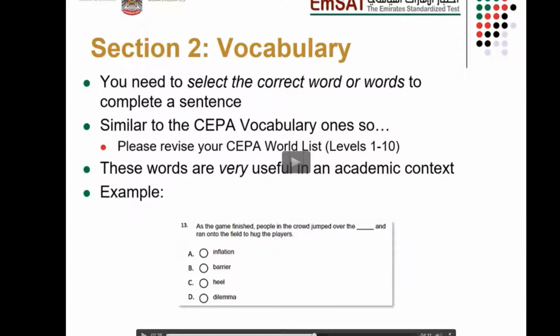They ran over. You need to imagine it so that you'll be able to choose the correct word. The game, there was a match between team A and team B. Once the game or the match finished, people jumped over the what, and what do you think? Jumped over the inflation and ran onto the field, or jumped over the barrier and ran onto the field, or jumped over the hill, or jumped over the dilemma.